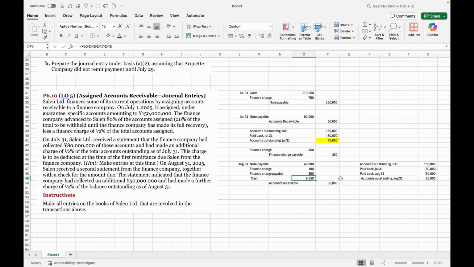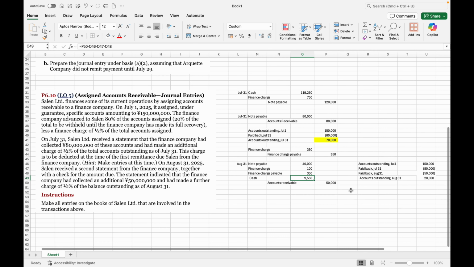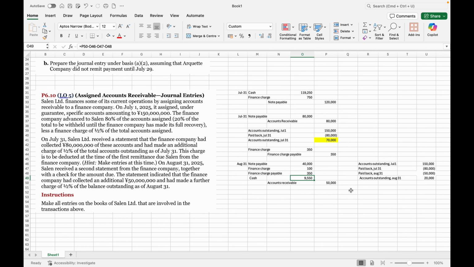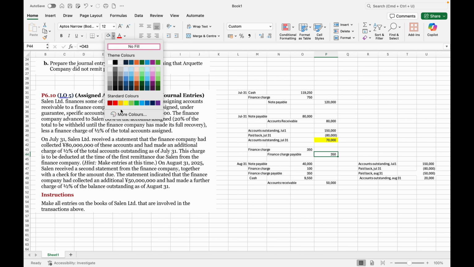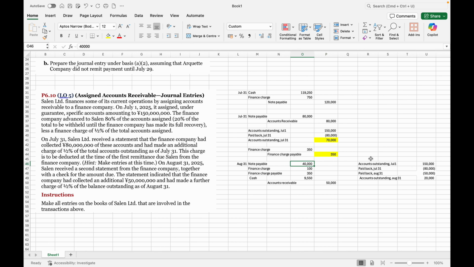And that's actually the whole problem. So it's quite easy, and we can just highlight this, and I hope it will help you in understanding the way that accounts receivable, assigned accounts receivable work. So thank you for your attention.